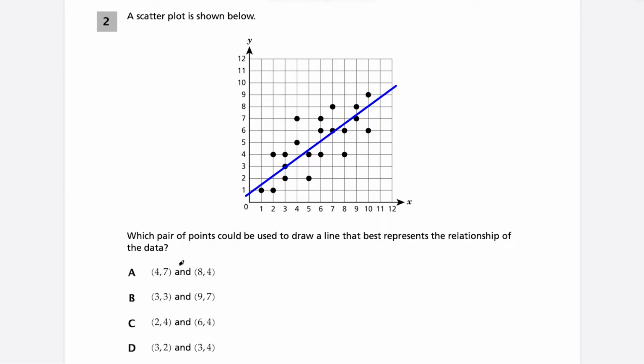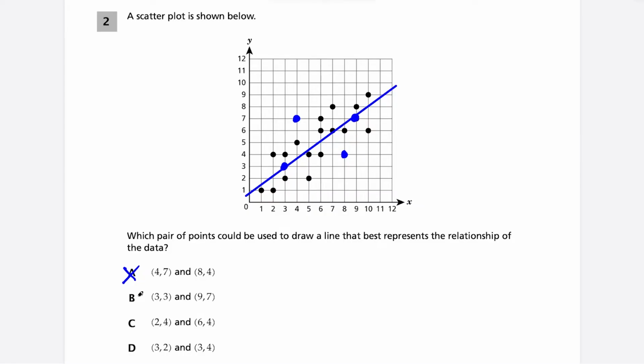So let's see, something like (4, 7) and (8, 4). So (4, 7) is over here, and (8, 4) is over here. But the problem with connecting these two points is that this would be a negative sloping line, which wouldn't capture the majority of the points here. So A is out. Now we look at (3, 3) here, and (9, 7) over here. And if we were to connect these two points, this is looking pretty good, okay?